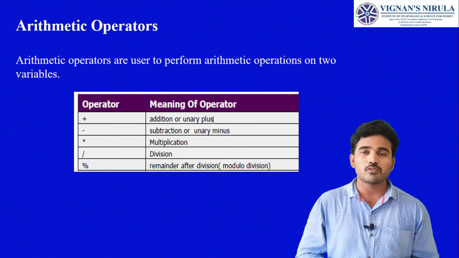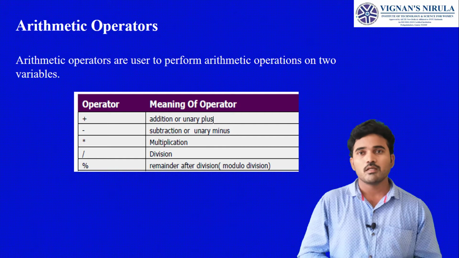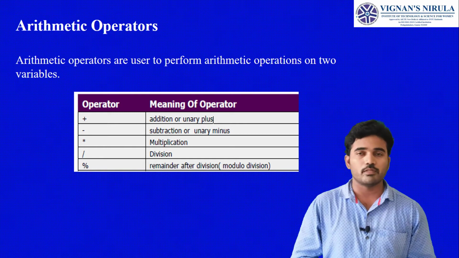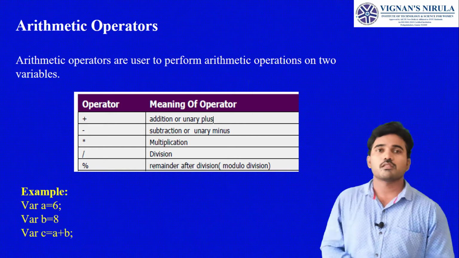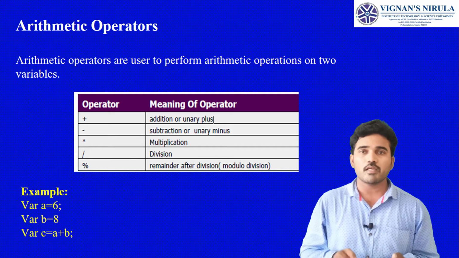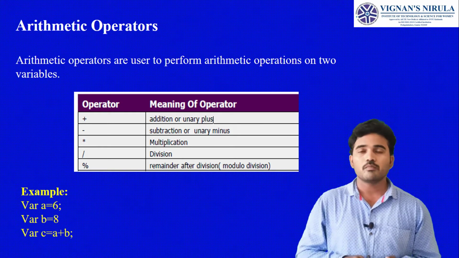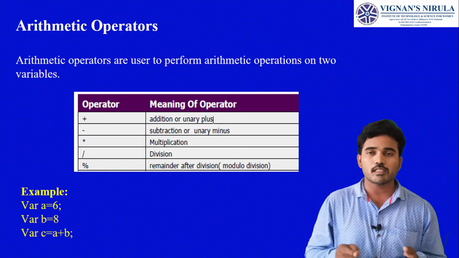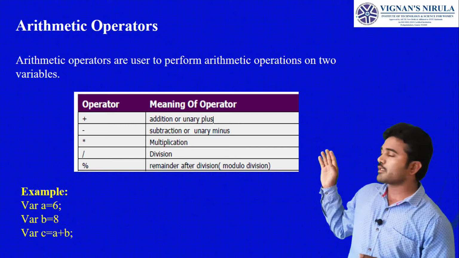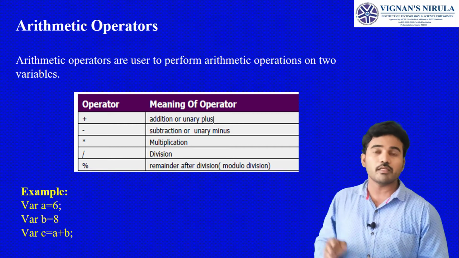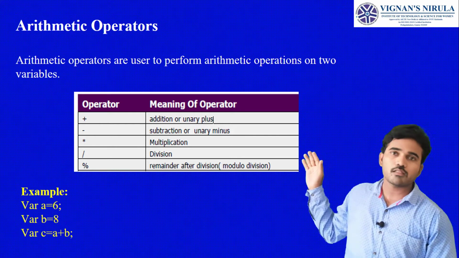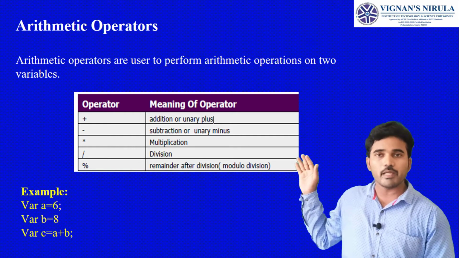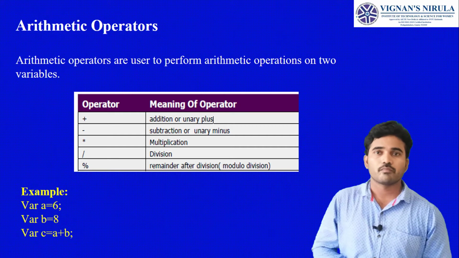So arithmetic operators are used to perform arithmetic operations on two numbers, and the symbols to be used are plus, minus, multiplication, division and modulo division. See the example: here we have declared var a = 6 and var b = 8. Here you declared two variables a and b, to which you assign the values 6 and 8. Then you are performing an arithmetic operation: var c = a + b. So the expression c = a + b is an arithmetic expression.